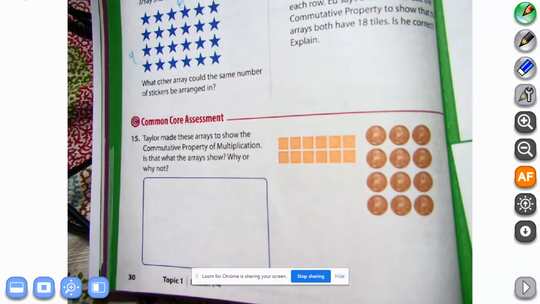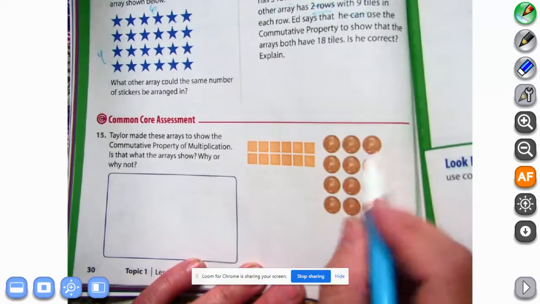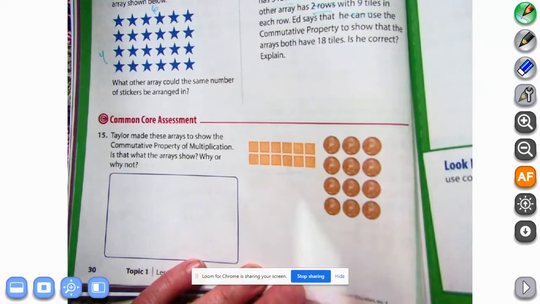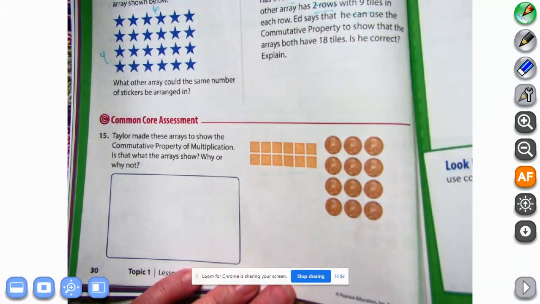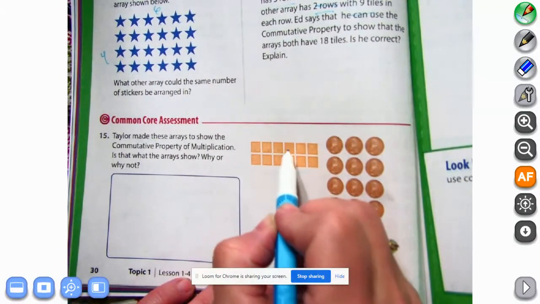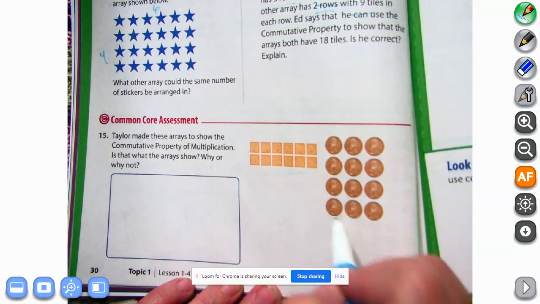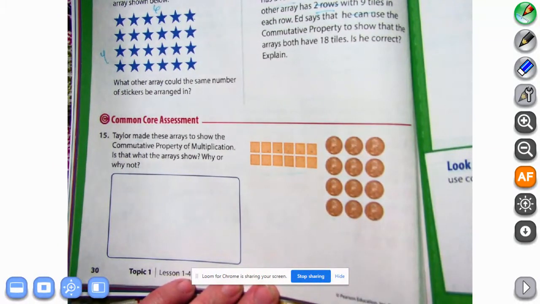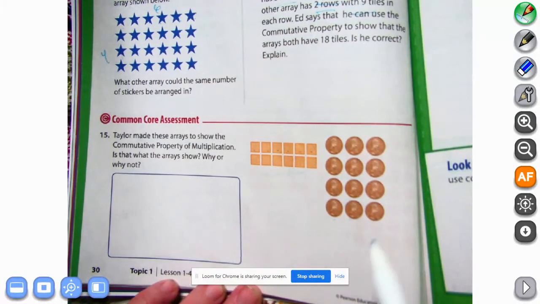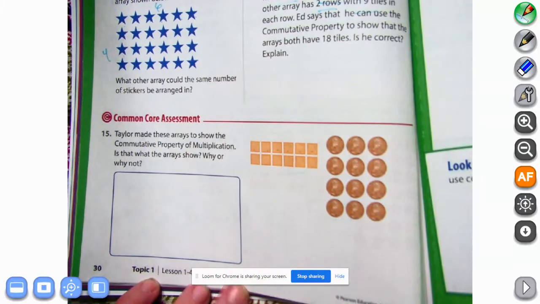And then the last one, number 15. Taylor made these arrays to show the commutative property of multiplication. Is that what the arrays show? Why or why not? So this is actually an array, and so is this. It's just a way of writing out your numbers. Make sure they're even. So we have 2 groups of 1, 2, 3, 4, 5, 6. And this is 4 groups of 1, 2, 3. See if you come up with the same product, the same answer, and what does the array help you do? The second array.